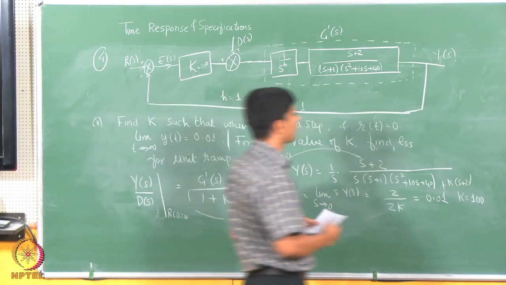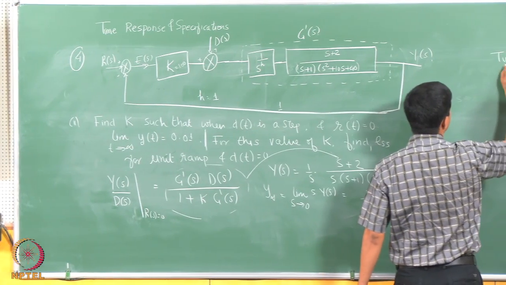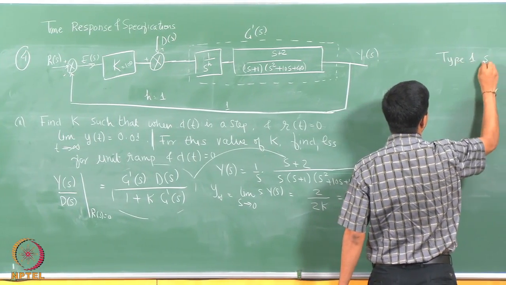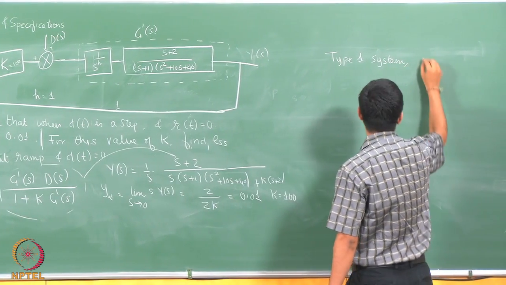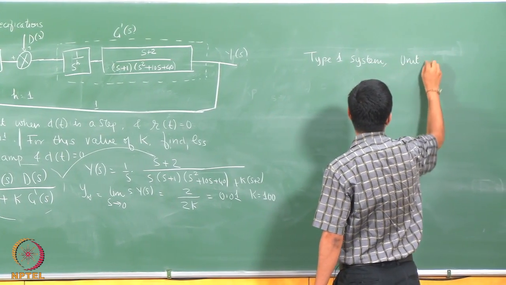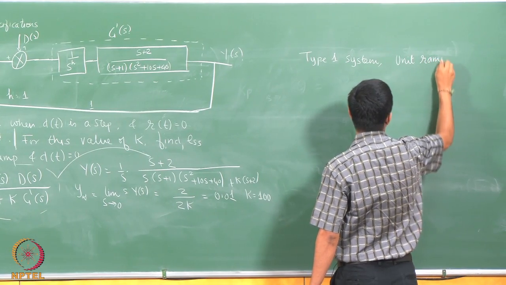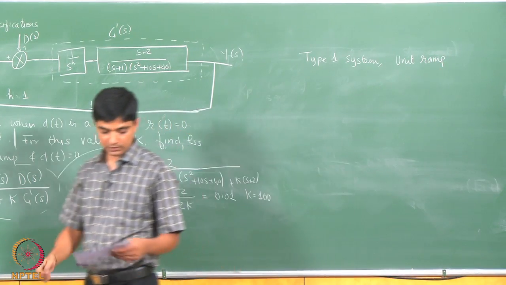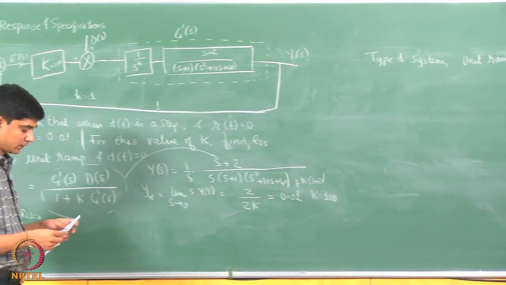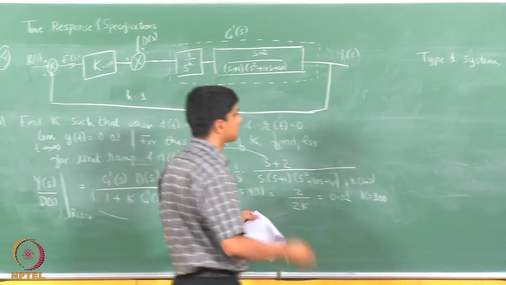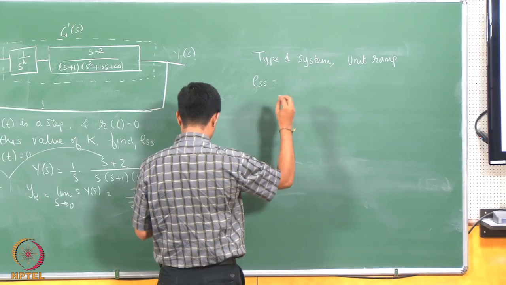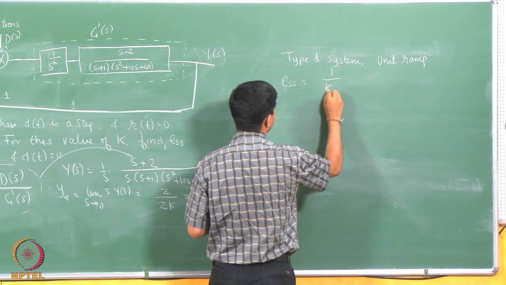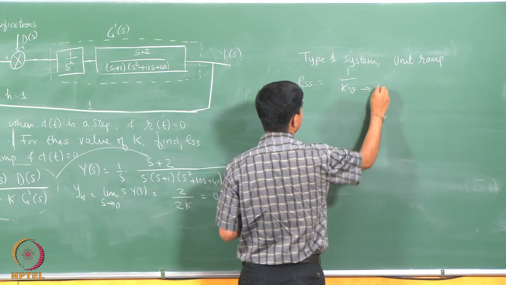So, this is again a type 1 system. Right. And I have an input which is a unit ramp, and I know that the error is definitely not equal to 0 and it is some constant value. So, let us compute what is that constant value. So, the steady state error is 1 over kV, where kV is the velocity error constant.